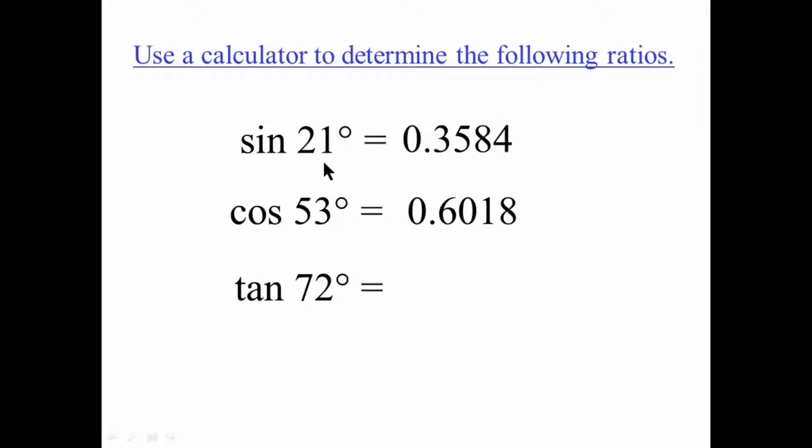The reason I say confirm it on your calculator is because calculators can be in different modes. They could be in radian mode. So you want to make sure you're in the right mode every time you use your calculator. Tangent of 72, 3.0777. Confirm that.